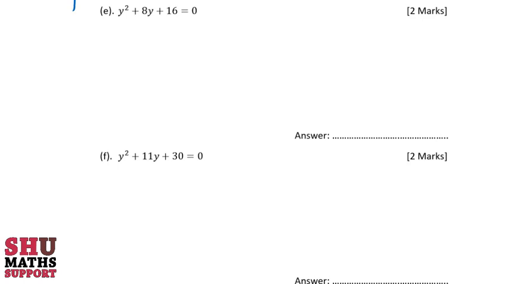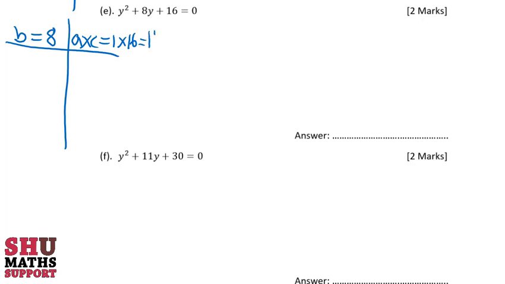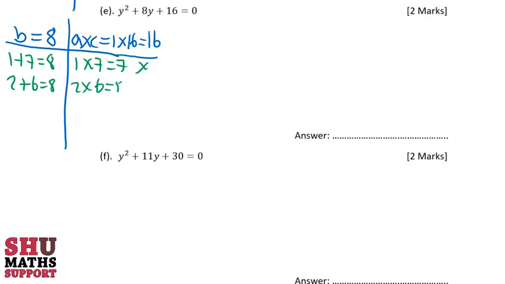So we'll set up our column again. B is equal to 8. And A times C is equal to 1 times 16, which is equal to 16. We'll start with 1 again, so 1 plus 7 equals 8. And 1 times 7 is equal to 7, so that's no good. We've got 2 plus 6 is equal to 8. 2 times 6 is equal to 12, so that's also no good.